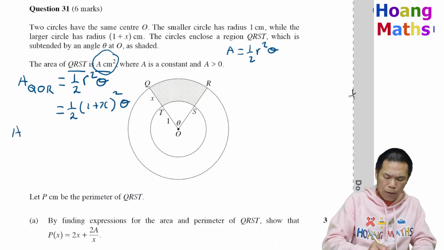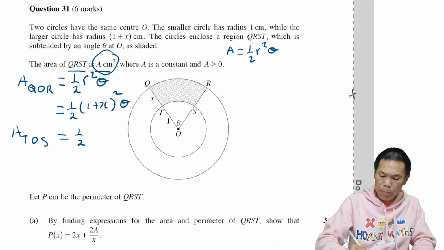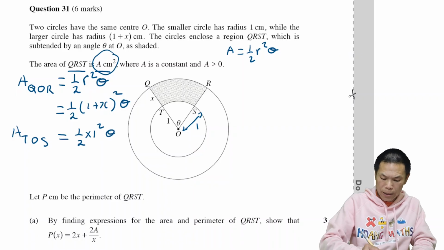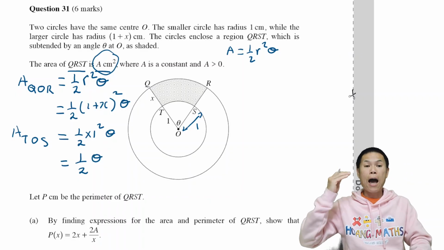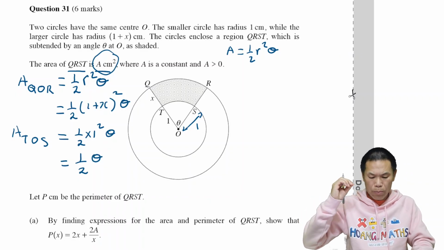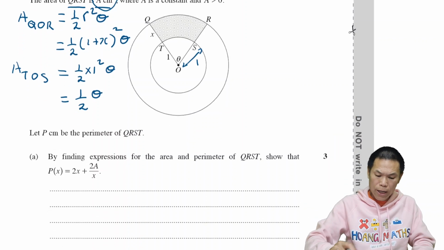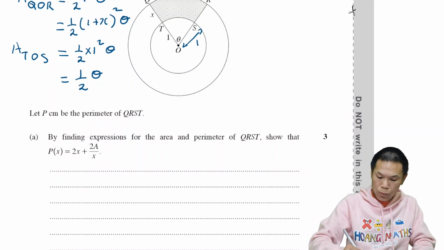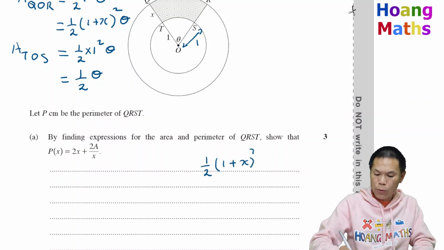And the area of TOS, let me write this down. The area of TOS is 1/2 r squared theta, but this one r is 1. So 1/2 times 1 squared times theta. That means 1/2 times 1 times theta, so that is 1/2 theta. So if we subtract them from each other, the area is A. So 1/2 (1 plus x) squared theta, minus 1/2 theta is A.